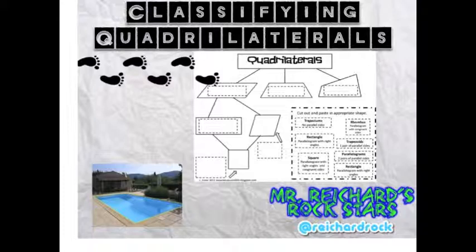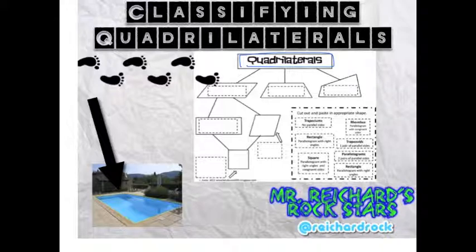So today I want to point your attention to this swimming pool right here. The big thing about this swimming pool is I want to be able to identify what type of quadrilateral this is. So I have already identified that yes, indeed, this is a quadrilateral. First and foremost, it is a four-sided figure. Now, we can get more specific than that, though.